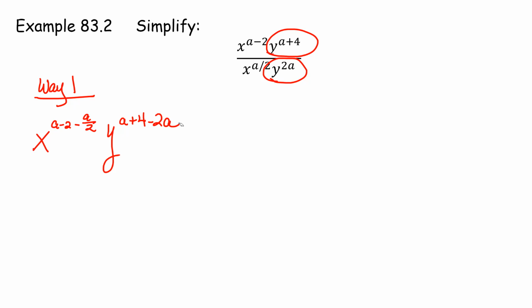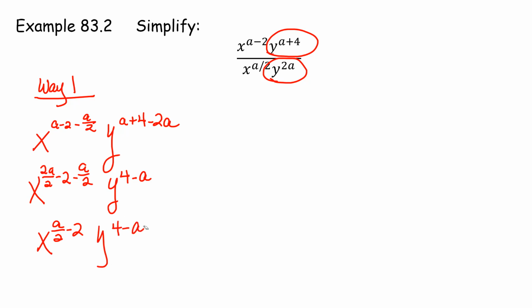And so now on the x exponent, I need to get a common denominator. So I've got x to the 2a over 2 minus 2 minus a over 2. And then for y, I can just add this up, but it's just a plus minus 2a, which is negative a. So I've got 4 minus a for that y exponent. And then on the x, I've got 2a over 2 minus a over 2, which is just a over 2. And then that minus 2 is still there. And then I've got y raised to the 4 minus a.